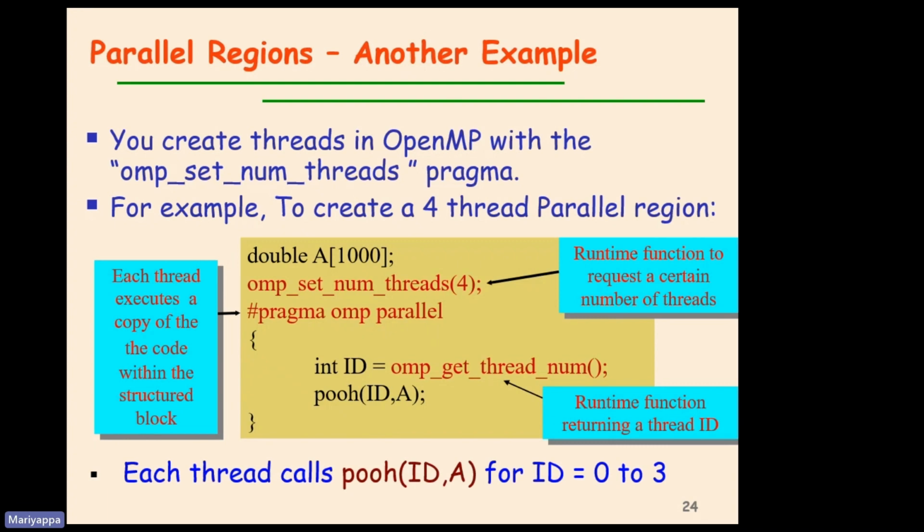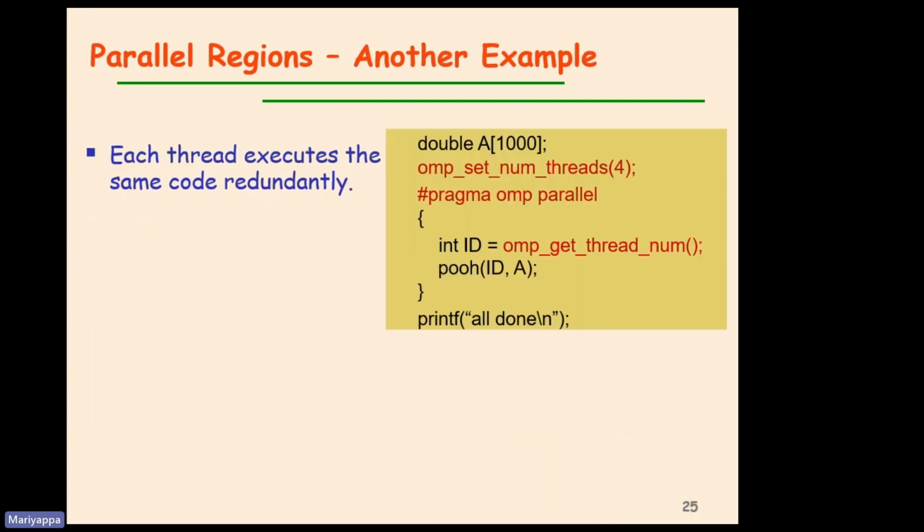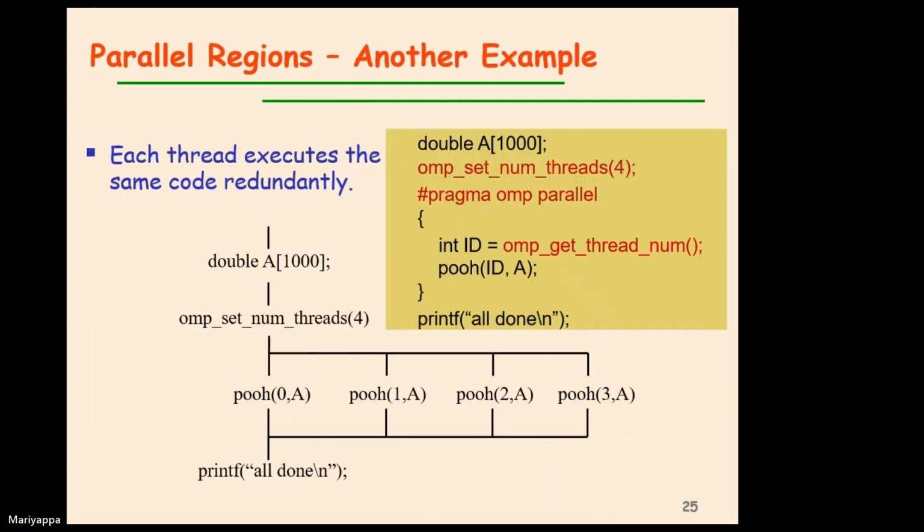Right. Pictorially, this is going to look something like this. So you have the initial array declaration, and then the number of threads is set to 4. There is a fork that happens here, and all of them are executing the function with a different ID value, and then right, there is this print statement. But before this print statement, this parallel section ends here.